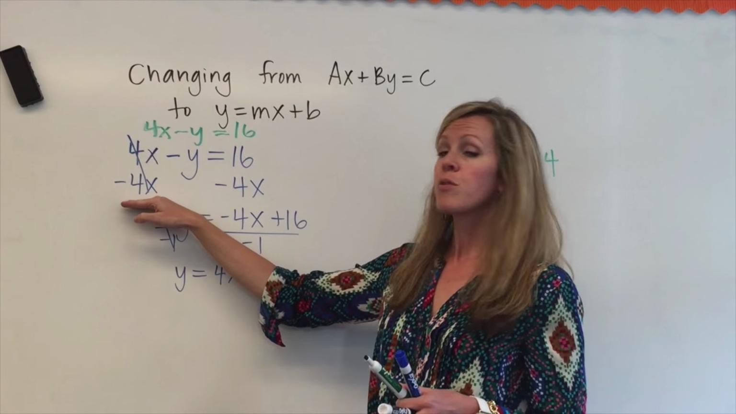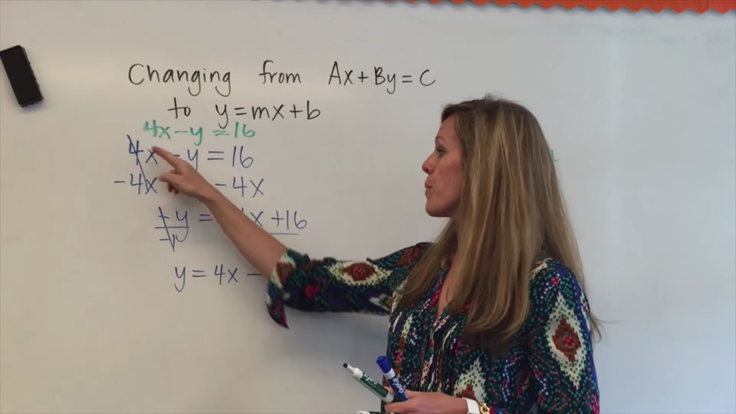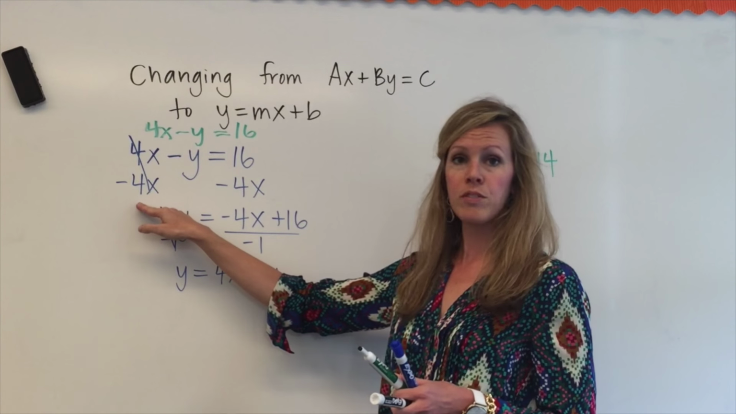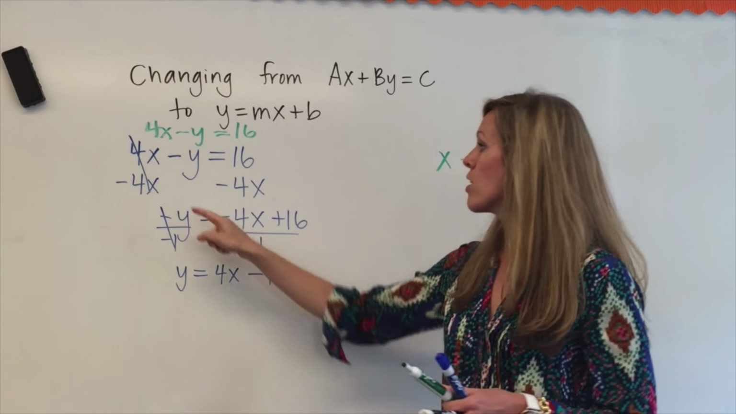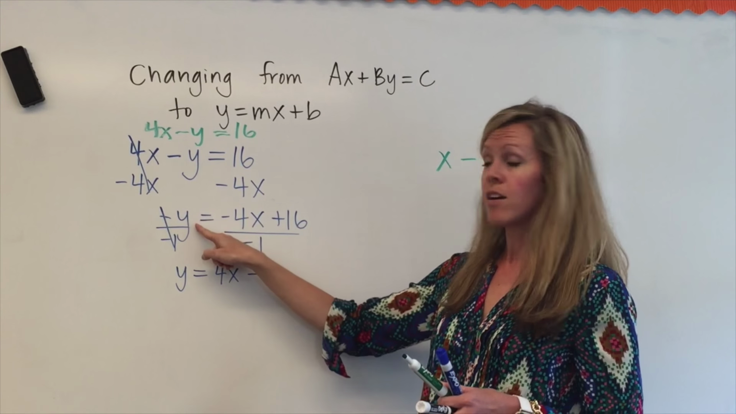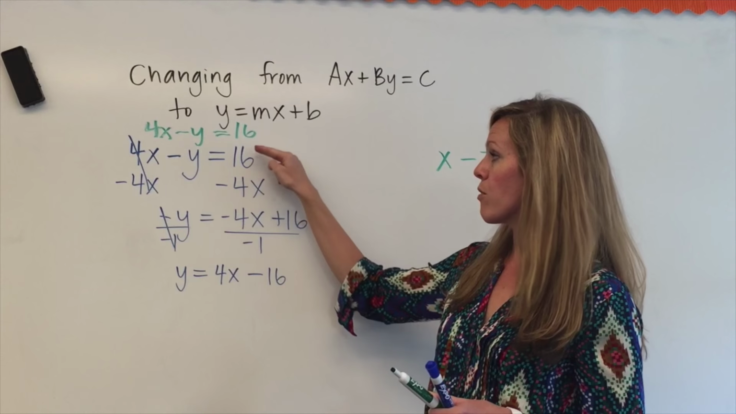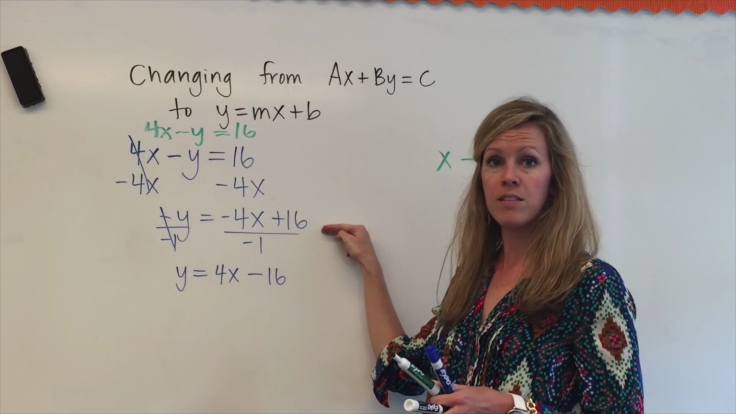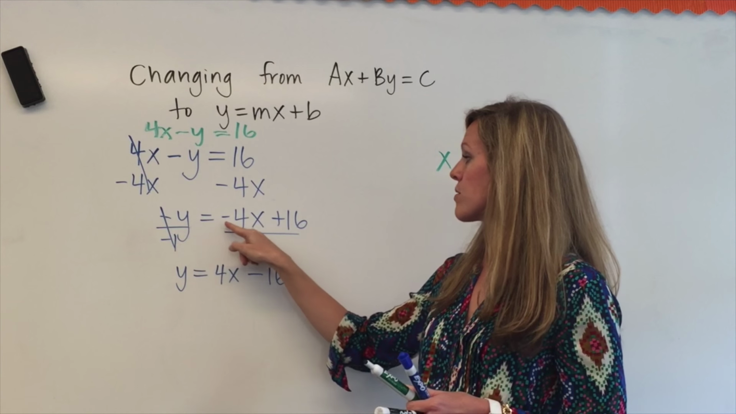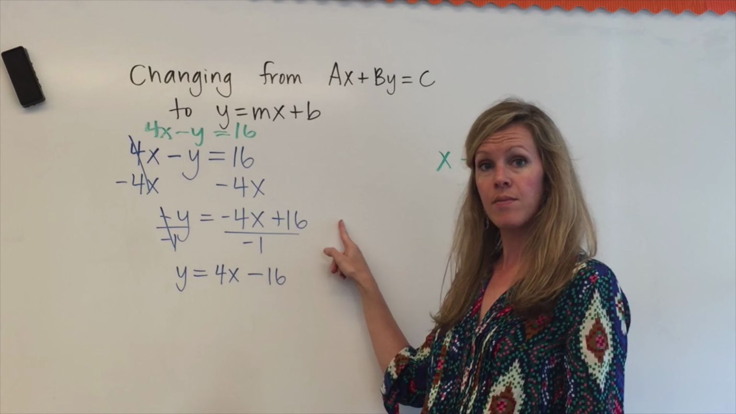We're going to first move the x over to the other side by subtracting 4x from both sides. That cancels out here. You're left with negative y on the left side, and now we have a negative 4x and a positive 16 on the right side. So we have negative y equals negative 4x plus 16.